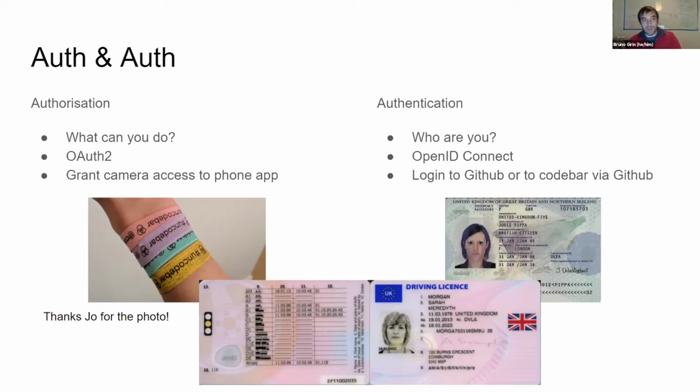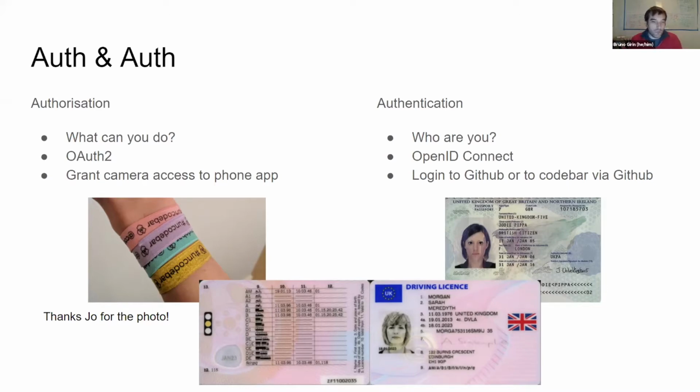Authentication, on the other hand, answers a different question. It answers the question, who are you? And that's what OpenID Connect is all about. Typical examples are when you log into a service like GitHub or Codebar, and in the physical world, that would be equivalent to having a passport. The passport identifies who you are, but it doesn't tell them what you're allowed to do.